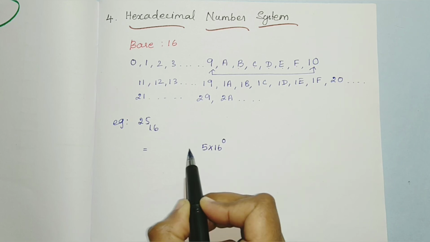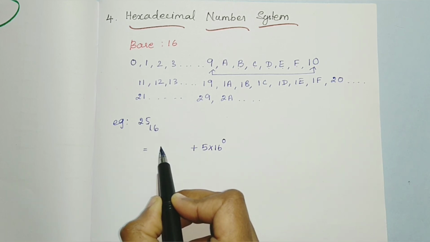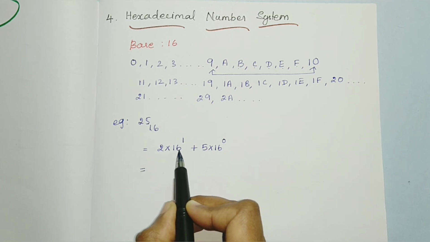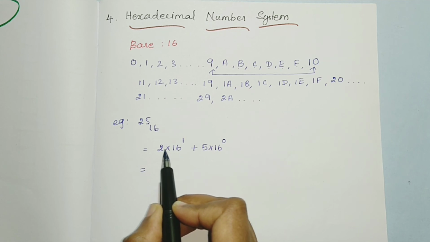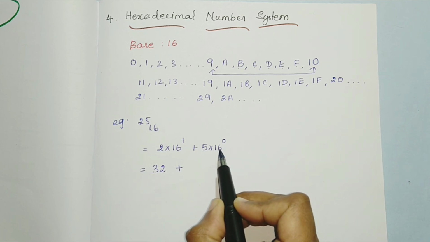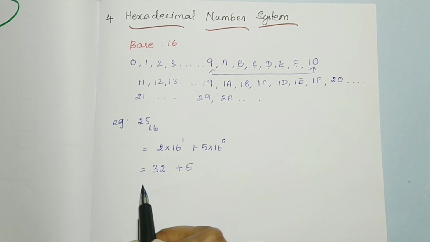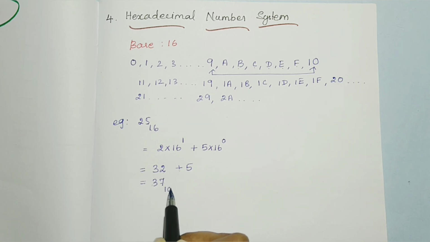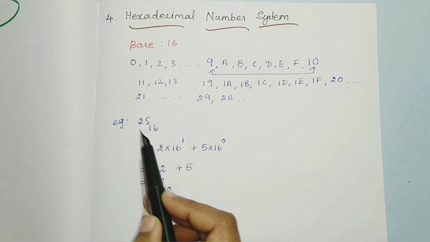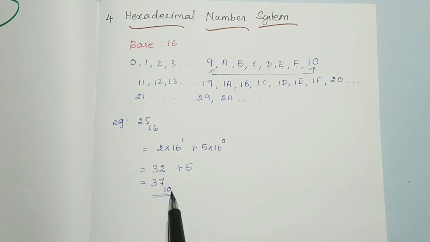5 into 16 to the power 0 plus the next number 2, 2 into 16 to the power 1. So calculate this value. 16 to the power 1 is 16 and 16 into 2 is 32. So write the number 32 plus 16 to the power 0 is 1, so 1 into 5 is 5. When you add these numbers you get 37. So 37 base 10, this is the decimal number. For the given hexadecimal 25, the decimal equivalent is 37.